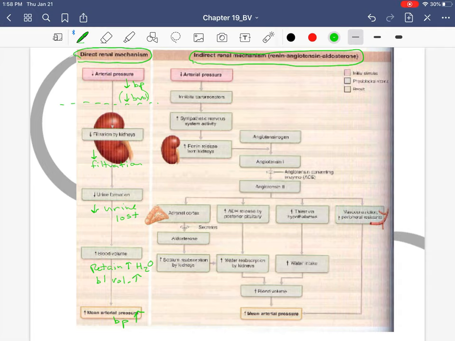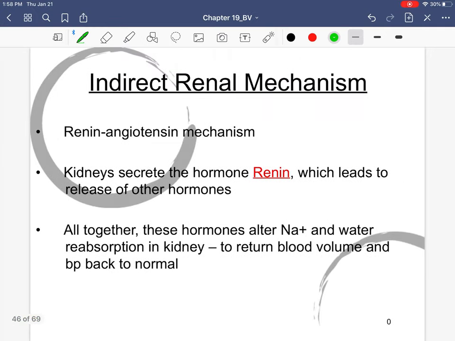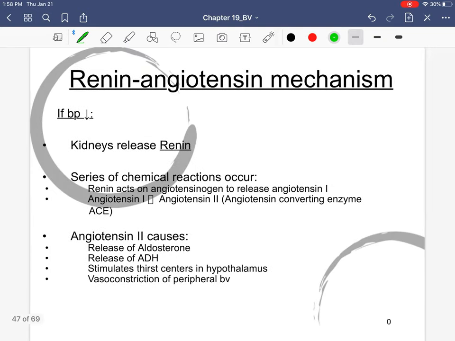Now we're going to talk about the indirect mechanism, which is called the renin-angiotensin mechanism. Here they're being all fancy and they call it the renin-angiotensin-aldosterone mechanism. We're just going to say renin-angiotensin. Let me lay this out for you, and I think it'll make the most sense this way. So here's our initial situation. We have an abnormal drop in blood pressure.